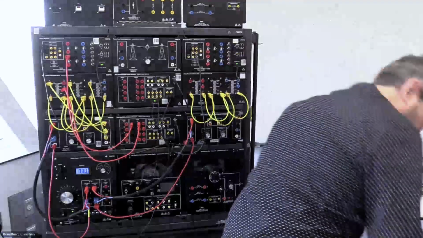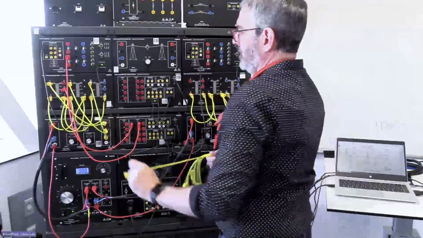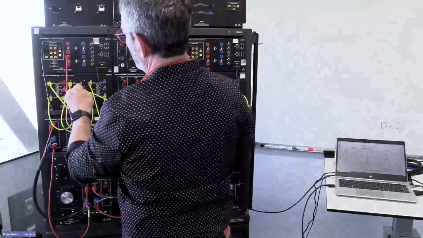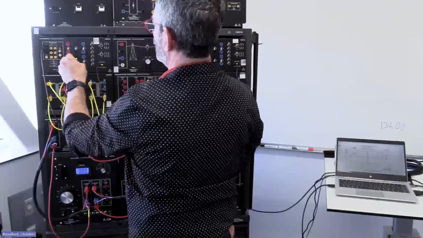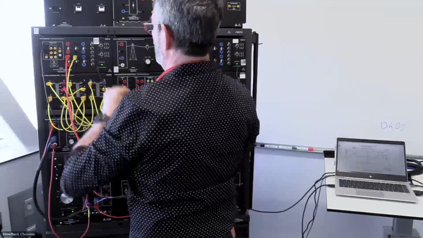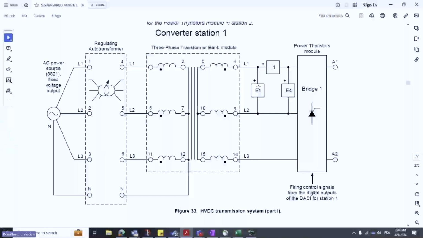And then the other phases will go directly to the thyristor bridge. So 9 will be connected here, 15 here. Now we're just left with the voltmeters to be connected. So we see positive of E1 to positive of I1, and the negative goes to line 2 or 9 of our transformer.